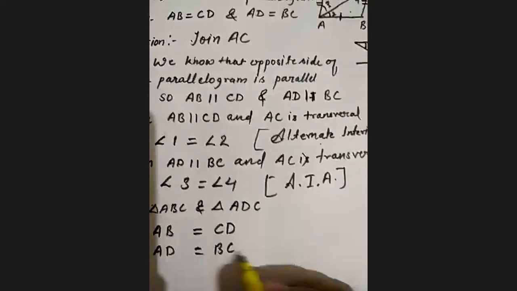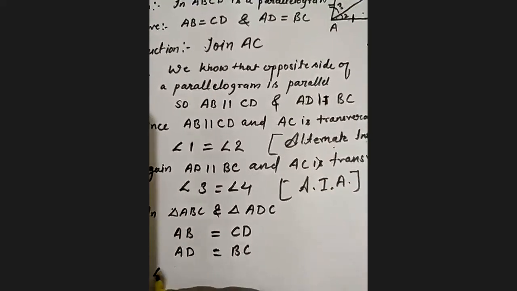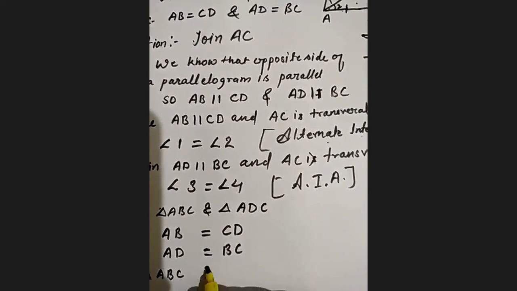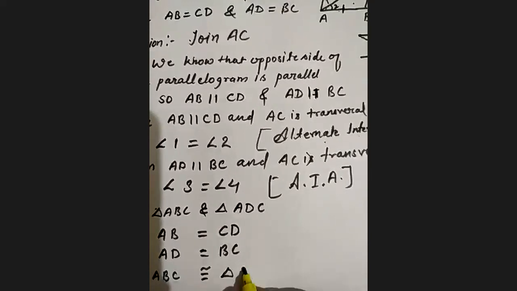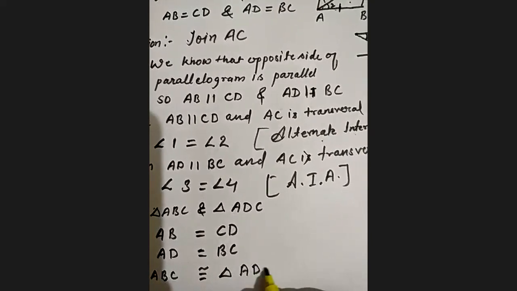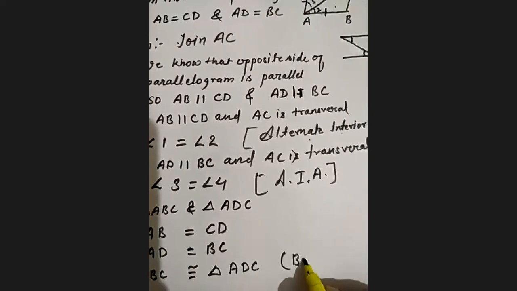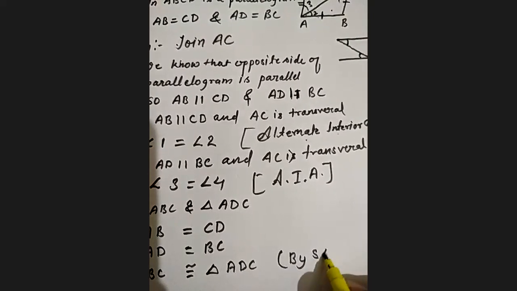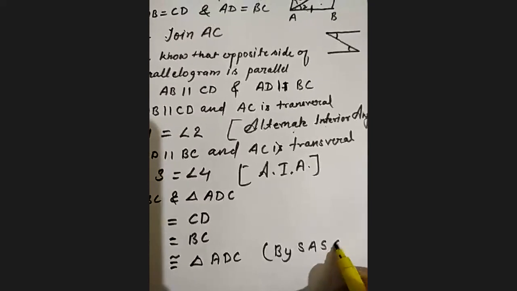So here we see that triangle ABC is congruent to triangle ADC by angle side congruency.